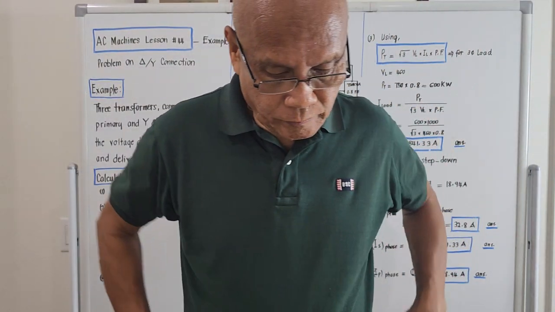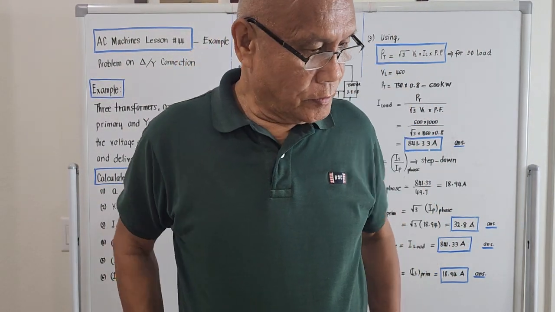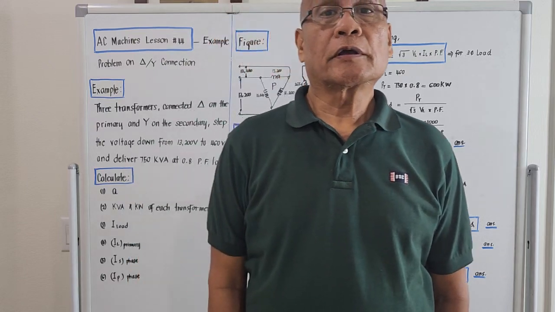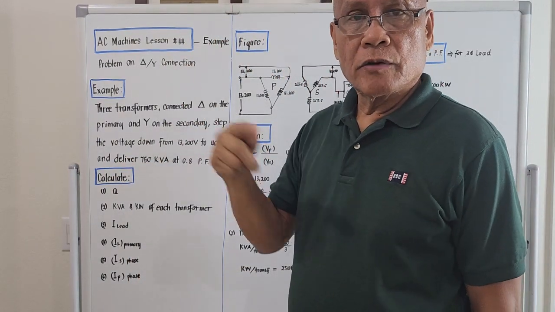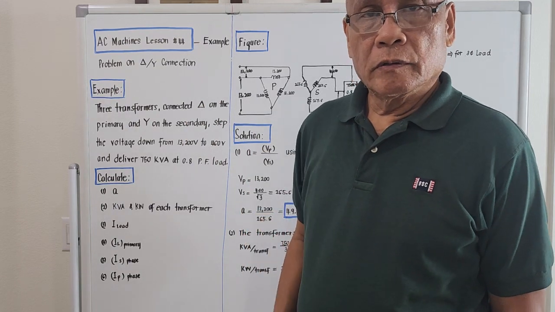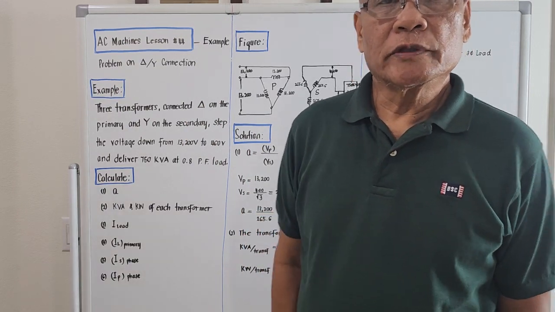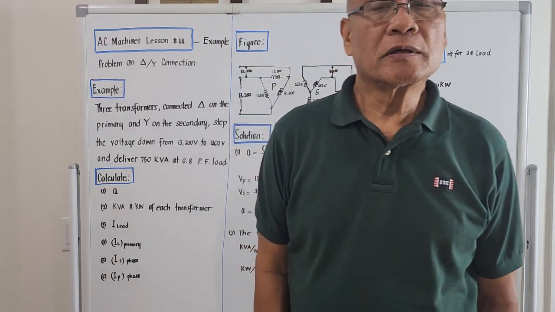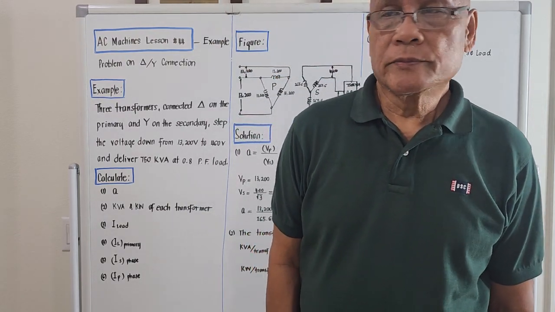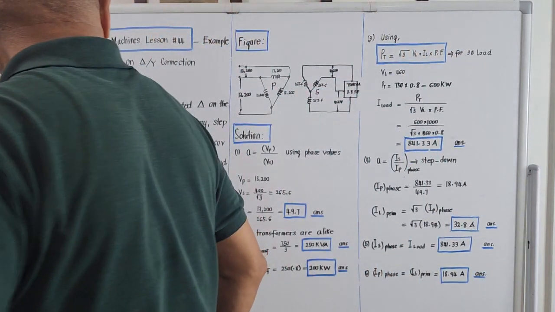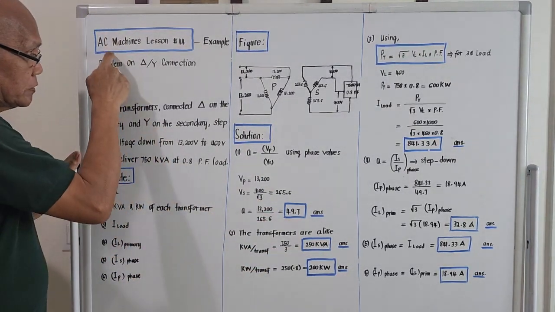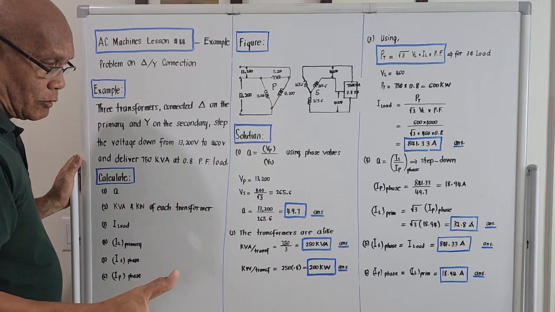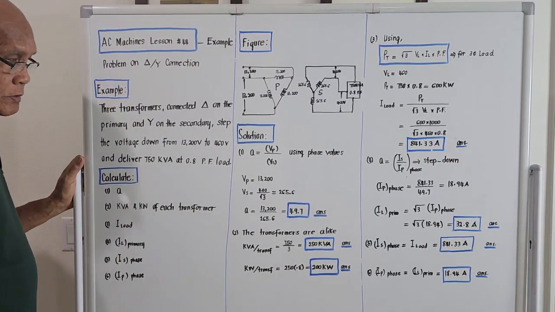My topic for tonight will be a discussion on alternating current machines, and we are now on lesson number 44. This will be a continuation of the discussion on three-phase transformers. Okay, let's proceed. The subject matter for tonight will be AC machines, lesson number 44.